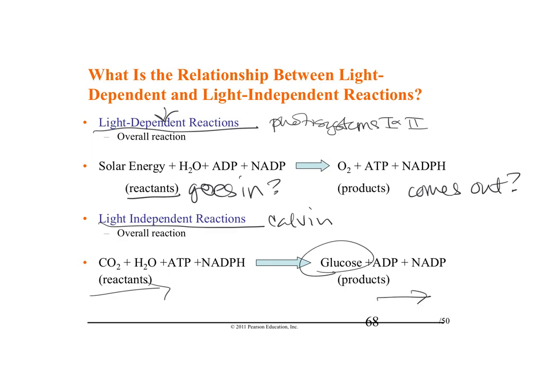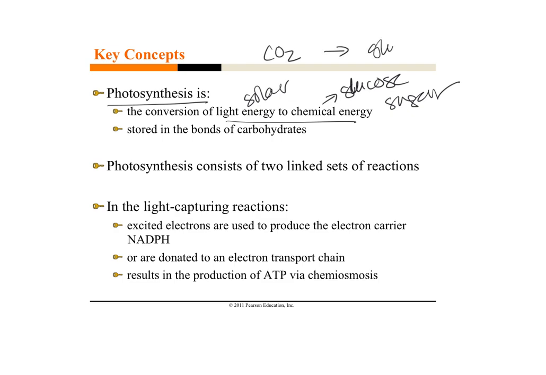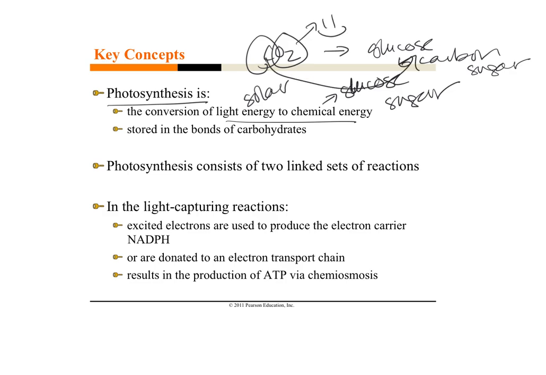So, key concepts. Photosynthesis is the conversion of light energy to chemical energy. This is solar. Glucose, sugar, is chemical energy. CO2 from thin air is used to make glucose, a 6-carbon sugar. We take these carbons, and we release that oxygen. Carbons go into sugar.